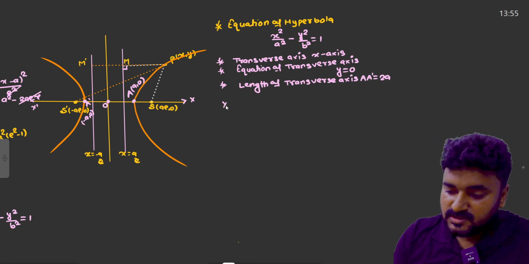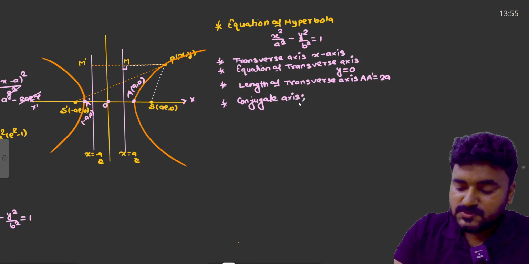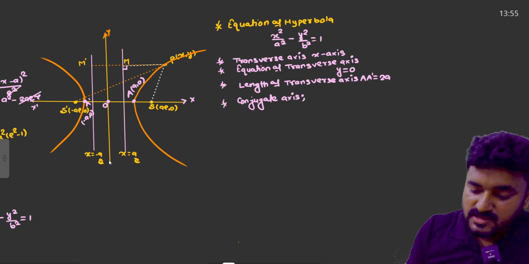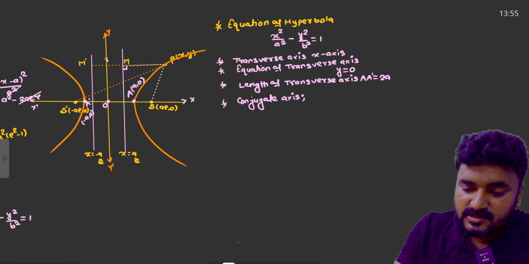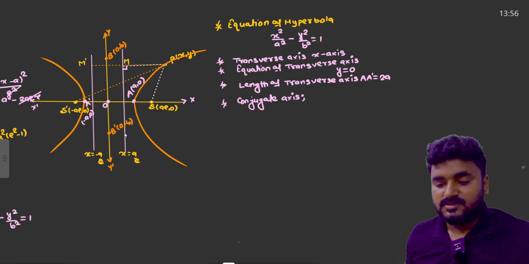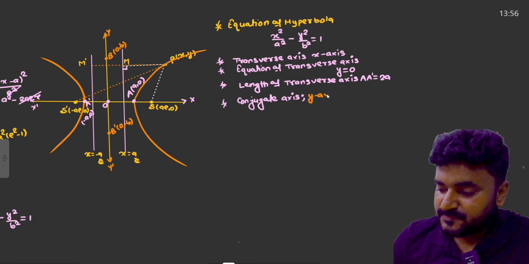Okay. Similarly, if I am asking about the conjugate axis, then this y axis is known as the conjugate axis. Okay. So here I am taking b as 0 comma b and b dash as 0 comma minus b. This is the coordinate I took. So for the conjugate axis I will say y axis.